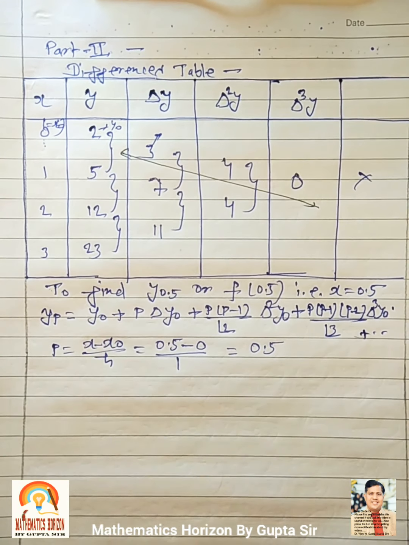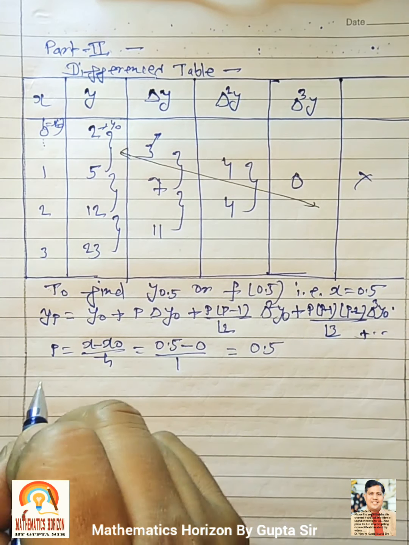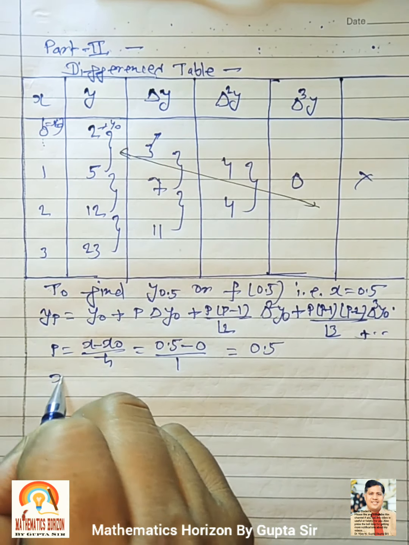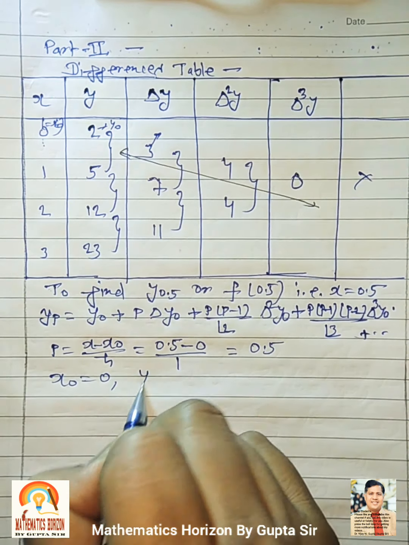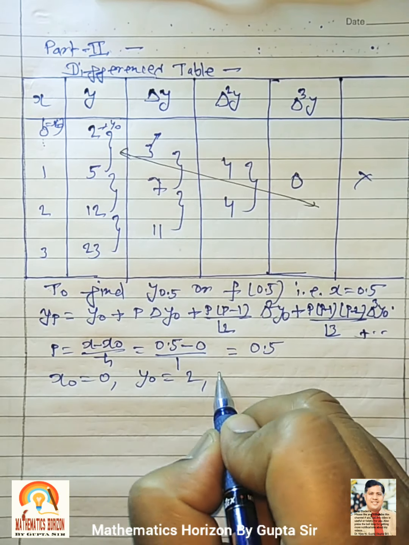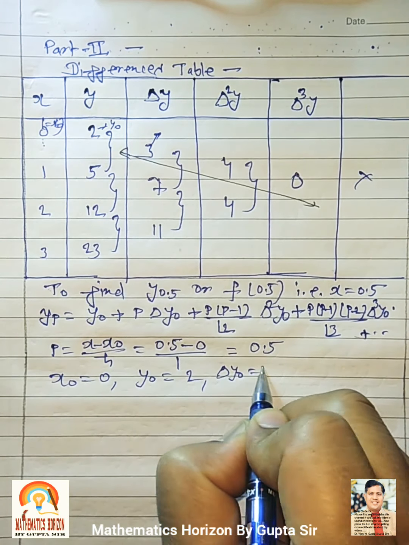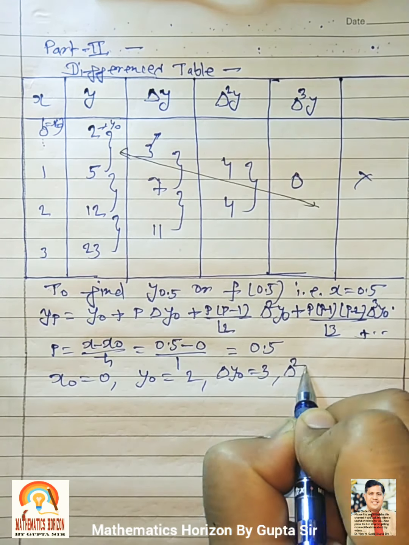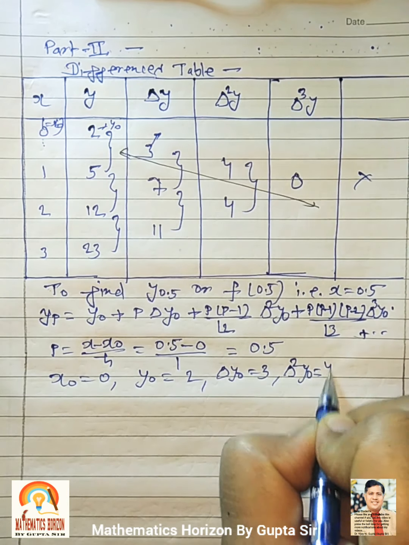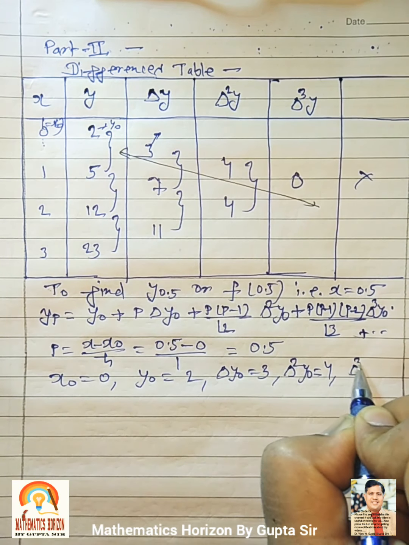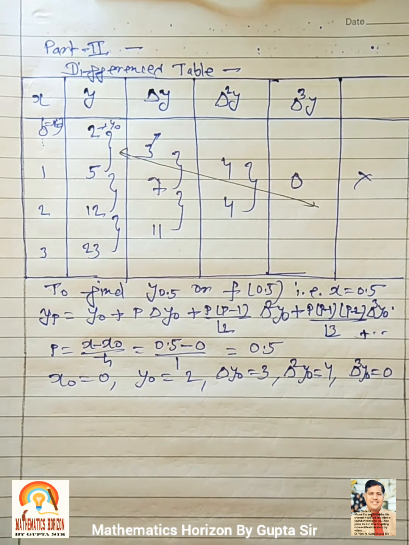And also we have here x0 is 0, y0 equal to 2, del y0 equal to 3, del square y0 equal to 4, and del cube y0 equal to 0.